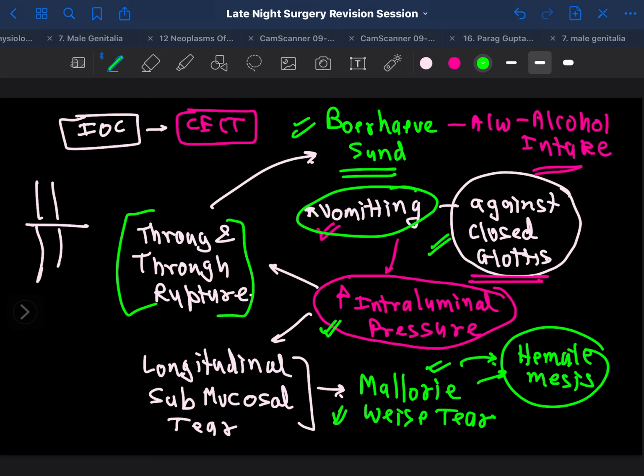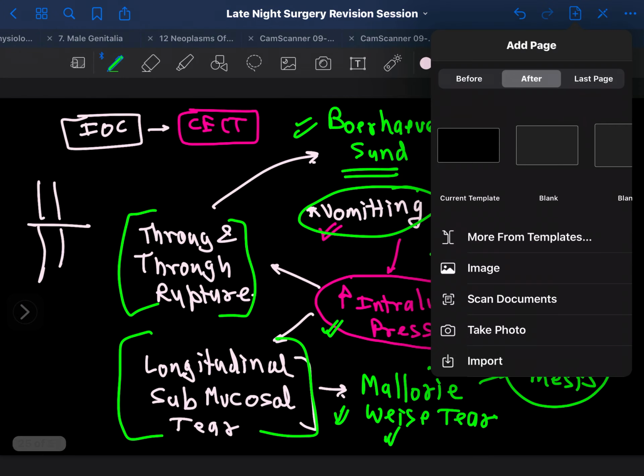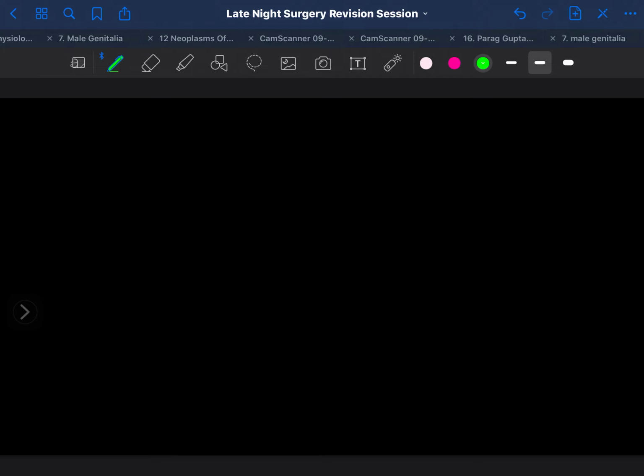If there is a through and through rupture, the patient is going to develop Boerhaave syndrome. If there is a longitudinal tear along the submucosa of the esophagus, the patient will land up with a Mallory-Weiss tear. I hope you get this point. These are the important things which you need to understand. So that's about the pathogenesis of Boerhaave syndrome.